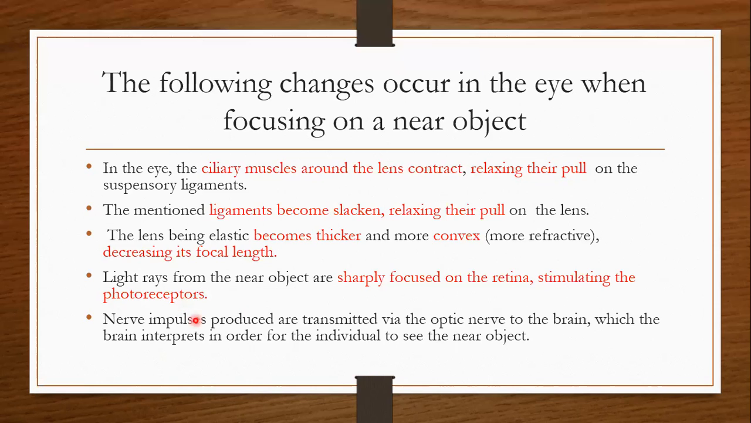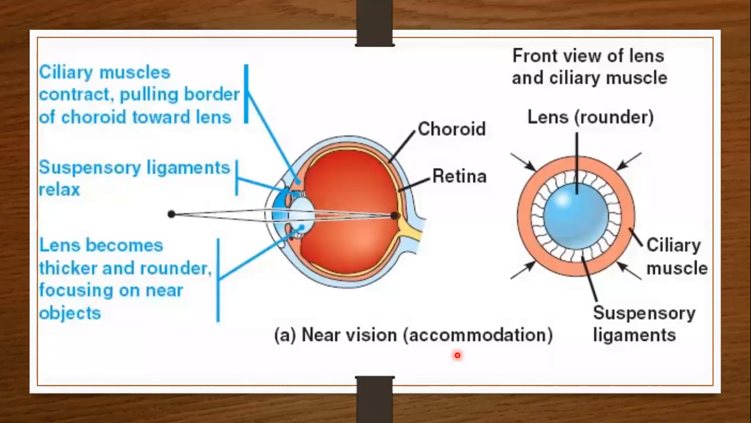An impulse is generated that is transmitted via the optic nerve to the brain, and the brain interprets it in order for the individual to see the near object. So ciliary muscles contract, suspensory ligaments relax, and the lens becomes thicker and more convex. It's rounder and focusing on the near object.